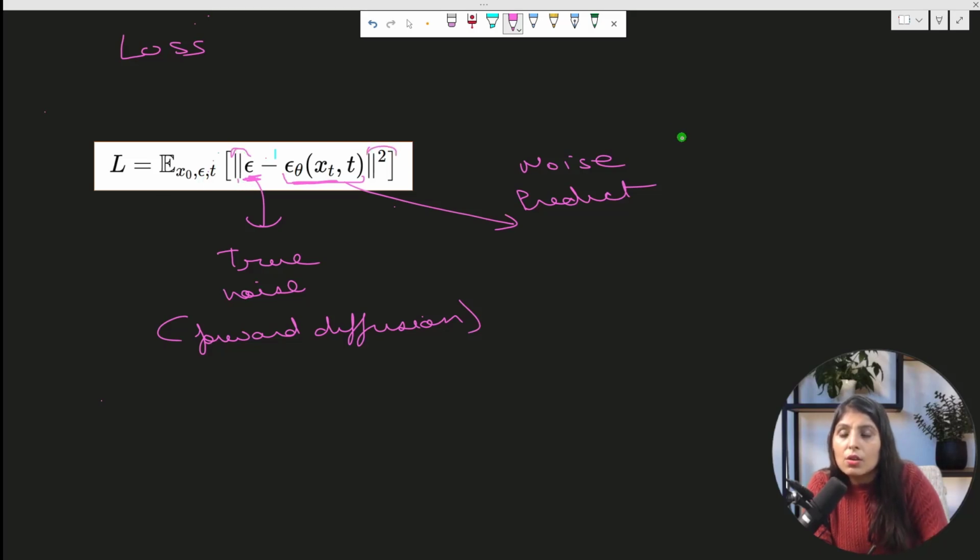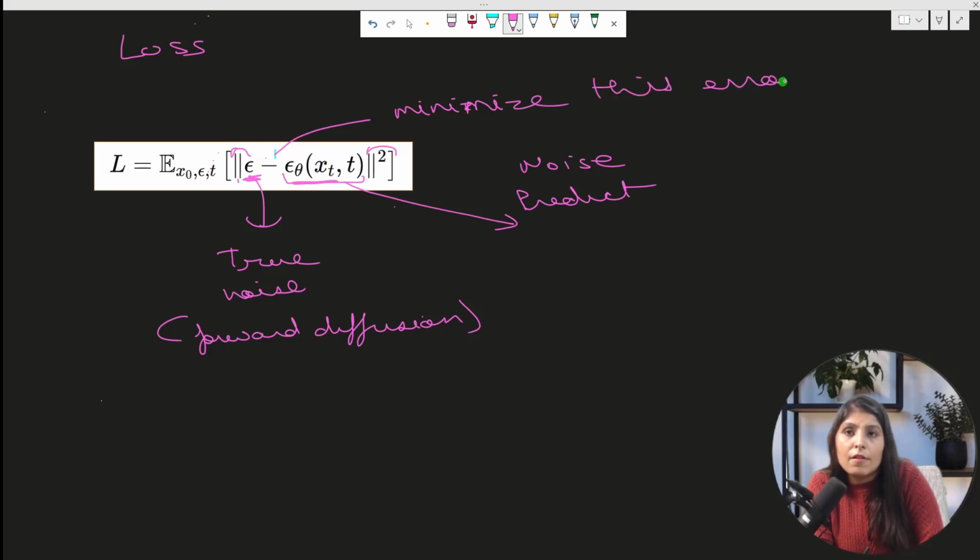Okay, so how is our model predicting the noise? For this, we are providing it the noisy image and the time step. On the basis of that, it is predicting the noise, and we are subtracting that noise from the true noise, which is the noise from the forward diffusion process. Then we are calculating the square difference of these two. Okay, and our target is to minimize this error.